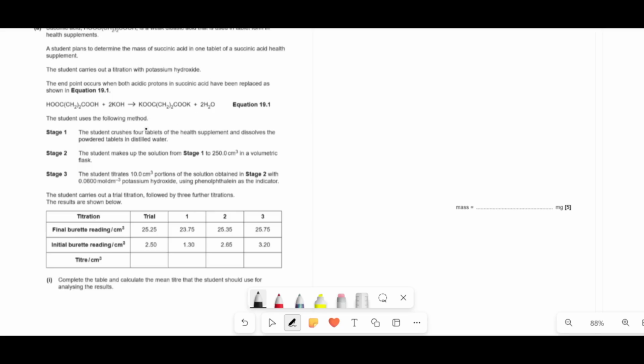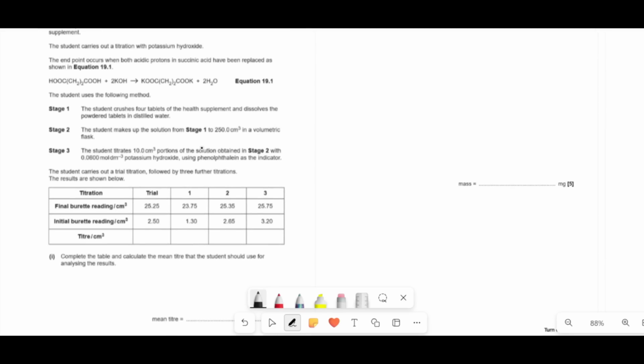So then it says the student uses the following method. The student crushes 4 tablets of this supplement and dissolves them in distilled water. They make up a solution from stage 1 to 250 centimeters cubed in a volumetric flask. From that volumetric flask, they take 10 cm cubed portions out and titrate them with some potassium hydroxide, and they use phenolphthalein as the indicator. The student carries out the titrations. The results are shown below.